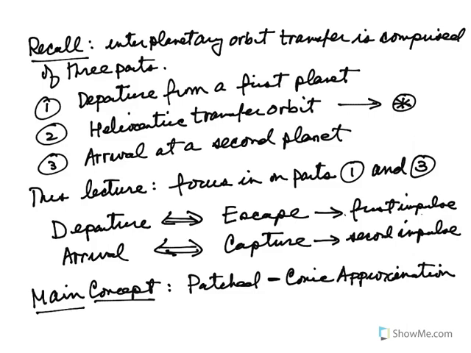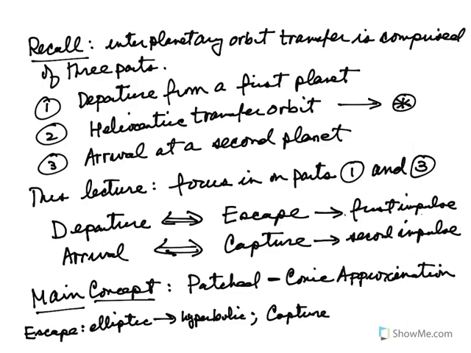Now if we look at these together, we actually have escape means that we go from elliptic, if you want to call it that. We're going to do a circular case, but elliptic to hyperbolic. And then for capture, we're going to go from hyperbolic to elliptic. Now, as I said, in both these cases, we're actually going to be dealing with circles.